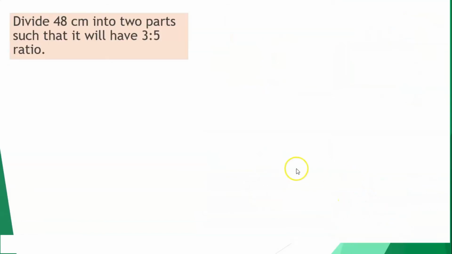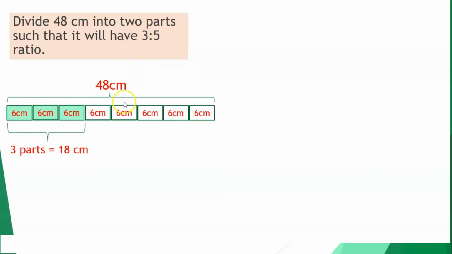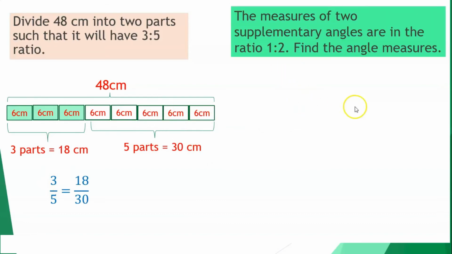Okay, next. Now, divide 48 centimeters into 2 parts such that it will have a 3:5 ratio. So 3:5 would mean 8 parts all in all. So 48 divided into 8 parts, 1 part would be 6 centimeters. So 3 parts would be 18 centimeters, and the next 5 parts would be equivalent to 30 cm. So your ratio here would be 3/5 is equal to 18/30.